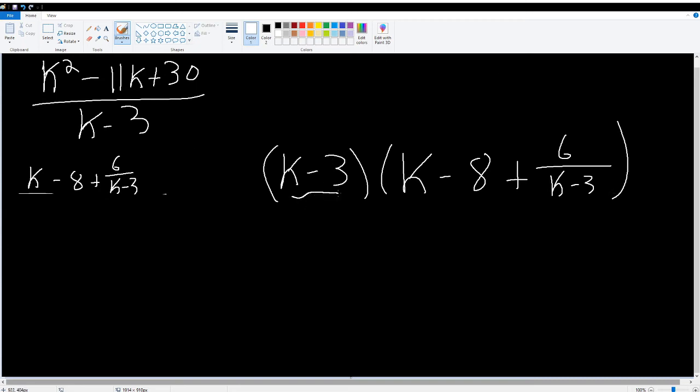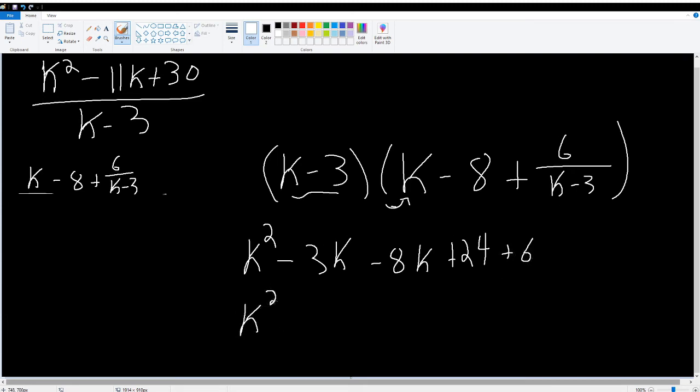So we take each of these guys and multiply it by each of these guys, right? So k minus 3 times k is k squared minus 3k. K minus 3 times minus 8 is negative 8k plus 24. K minus 3 times 6 over k minus 3 is just plus 6, right? Let's simplify this. K squared, cross it out when you're done.